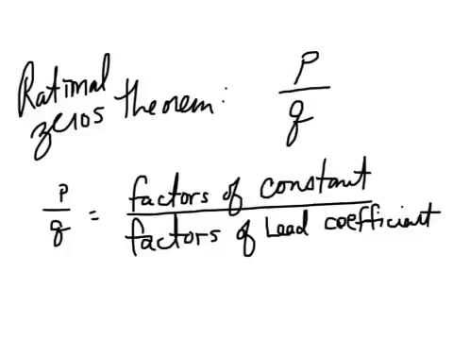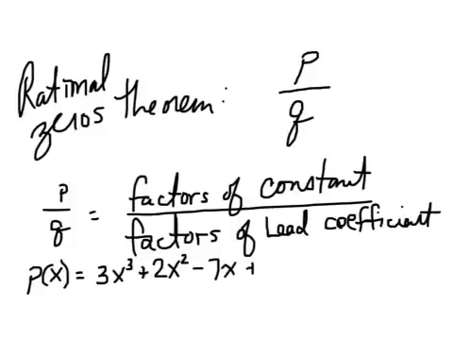So when they ask you to come up with the list, they're just asking you to find all the different possibilities. And so if I gave you a polynomial that said P of x equals 3x to the third plus 2x squared minus 7x plus 6, the first thing I would do is list all the factors of the constant, which are plus or minus 1, 2, 3, and 6. And just to give you a little background, regardless of whatever the number is, you should always use plus or minus.